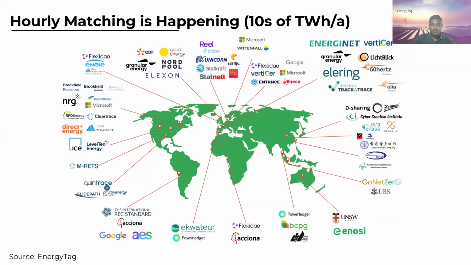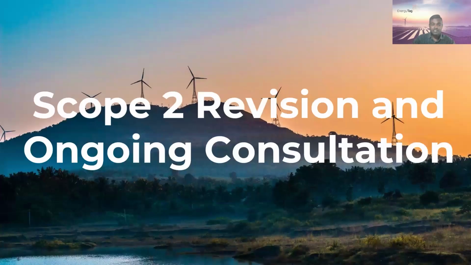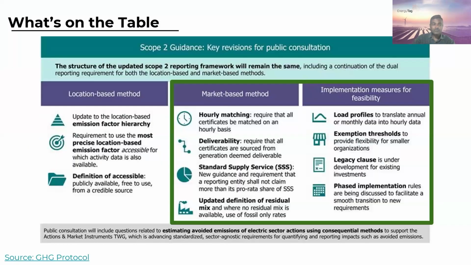There are many companies already doing hourly matching everywhere in the world, as you can see on this map. So it's doable in every corner of the world. Of course, there are some differences, and availability options are limited in some of the markets, but it's happening. That's basically the key message here. Now, with that background, let's look into the revisions and various consultations going on in the GHGP process.